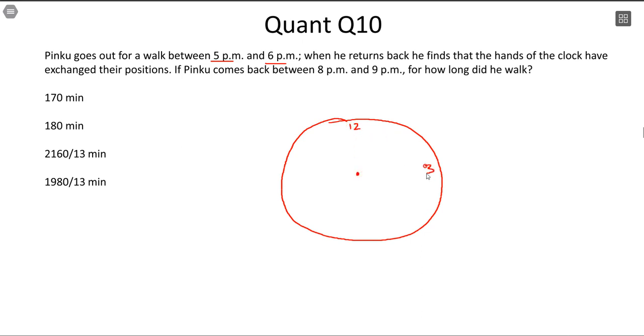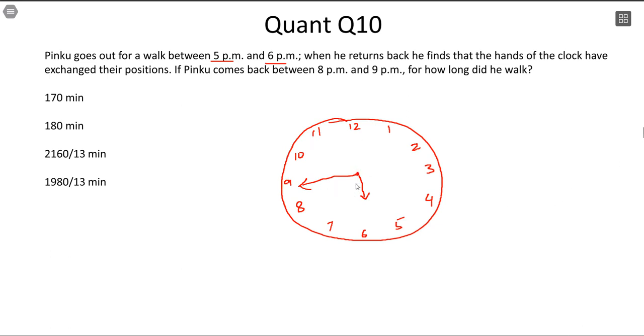12, 3, 6, 9, 1, 2, 4, 5, 7, 8, 10, 11. Okay. Pinku goes out for a walk between 5 p.m. and 6 p.m. So our hand will point somewhere here, and he came back between 8 p.m. and 9 p.m. By then, if the hour hand and the minute hand have exchanged positions between 8 p.m. and 9, so minute hand right now should be pointing somewhere between 8 and 9 right now, so that hour hand goes here, minute hand goes wherever.